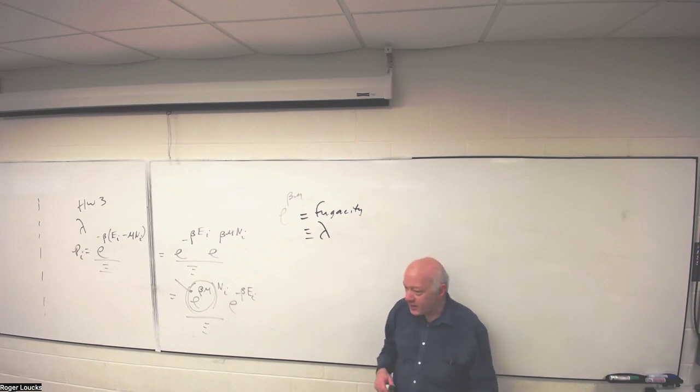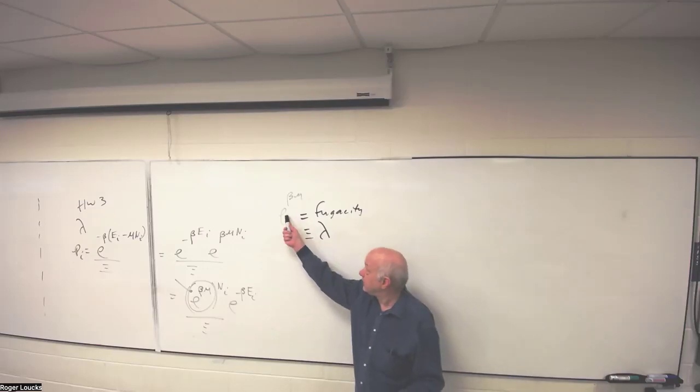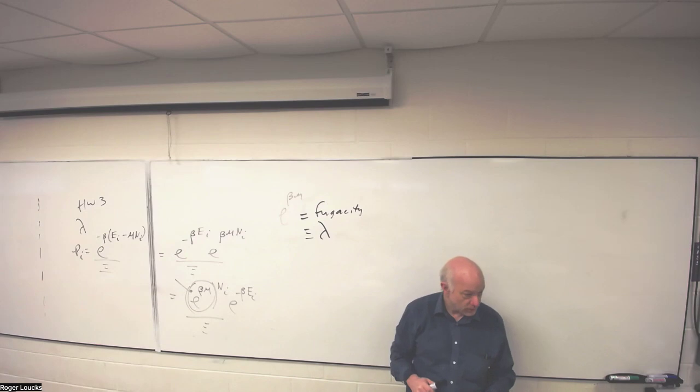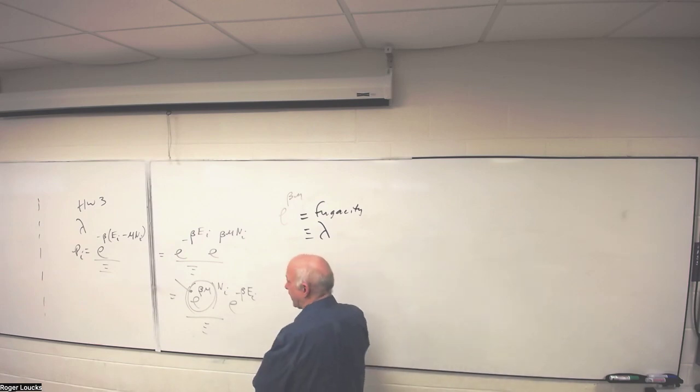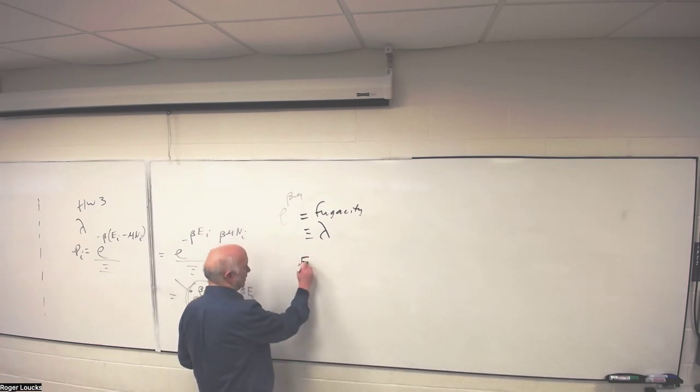Okay. So that's what your lambda is by definition, e to the beta mu. Okay. So that's just you need that for that one. Okay. So now we're looking at the energy landscape.